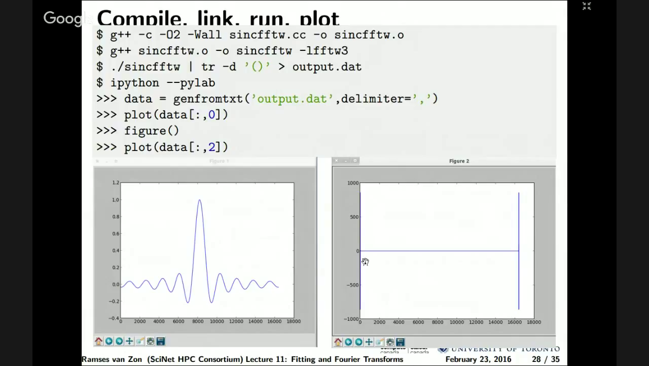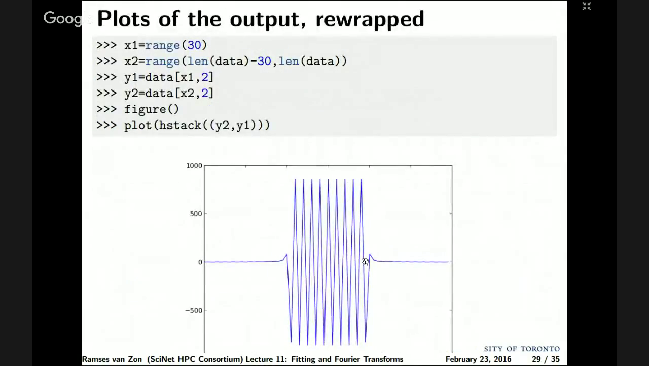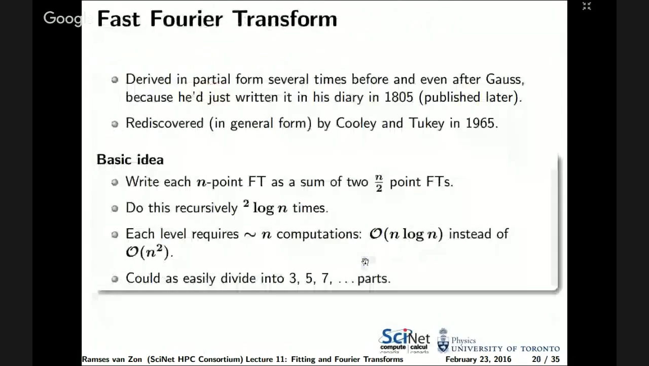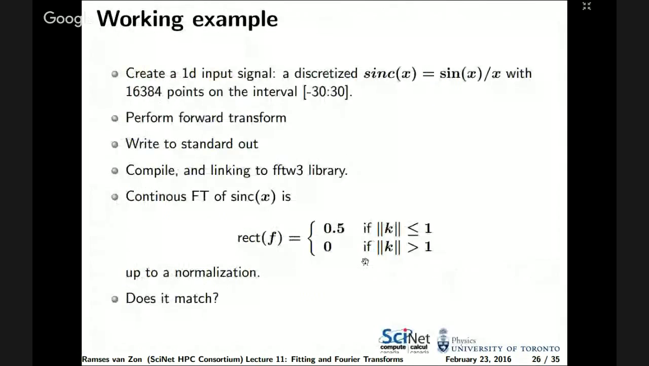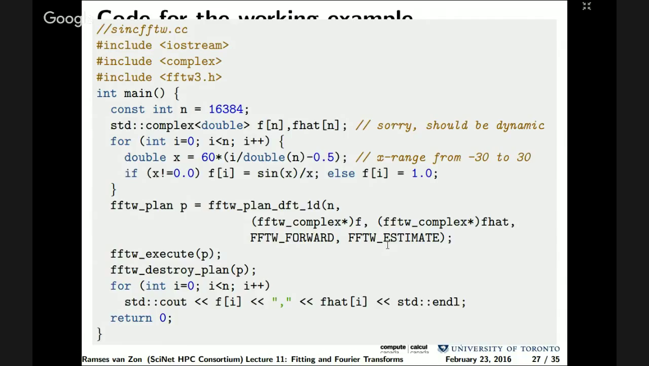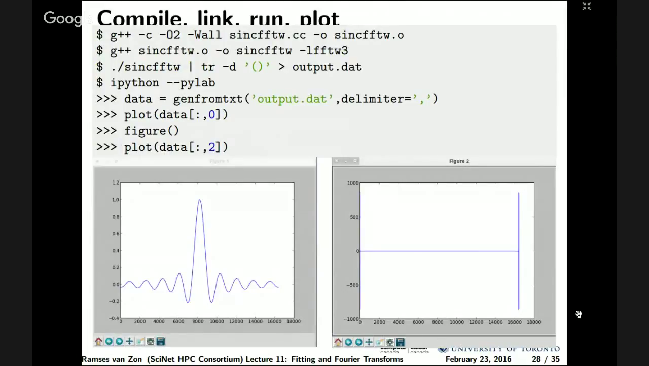And it turns out this is exactly what you should expect, and I'll tell you why. Notice that this rectangle function needs negative k values. It's centered around 0. What I've just plotted goes from 0 to 16384 again, but I've told you that this is a periodic function. You can't see this as anything else but a periodic function. So the negative k values are actually wrapped around, and that's what these are.